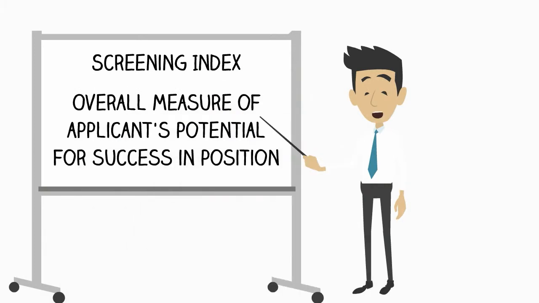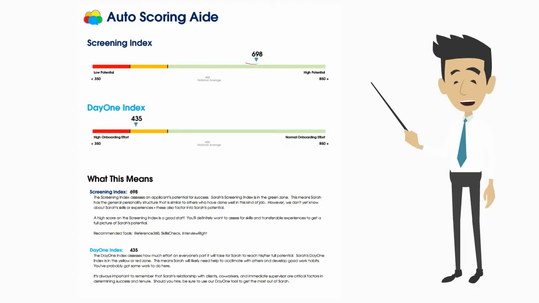The screening index is giving you a measure of the applicant's potential for success in the specific position that they applied to. So, looking back at our report, we see that Sarah has a screening index of 698 for the caregiver position. Now, if Sarah were to apply for a housekeeper or office assistant position, her screening index would be different for each of these positions.